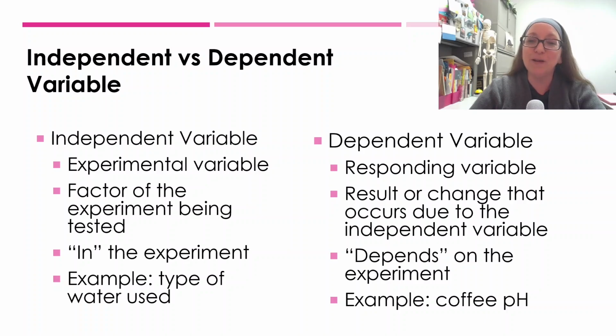For example, if we were testing coffee and the pH based on what type of water you use to brew your coffee, then the independent variable would be the type of water used, whether we use tap water, distilled water, sparkling water. And the coffee pH would be the dependent variable, the thing we tested at the end.